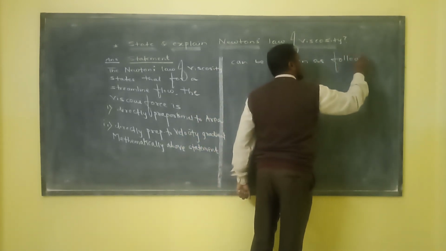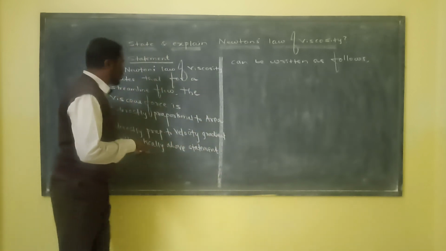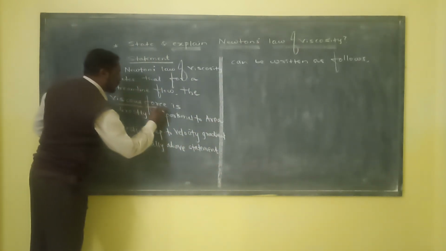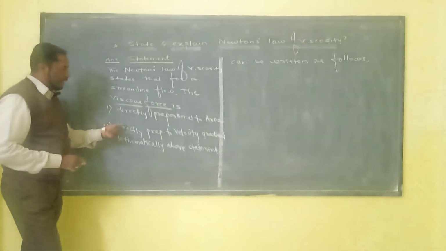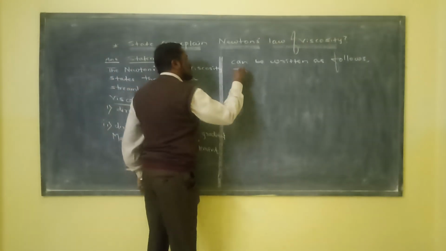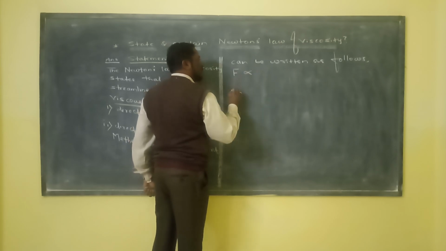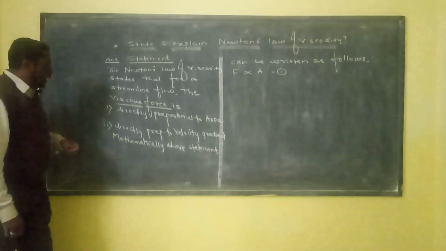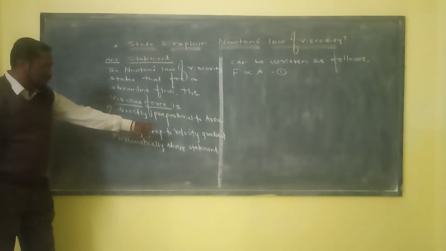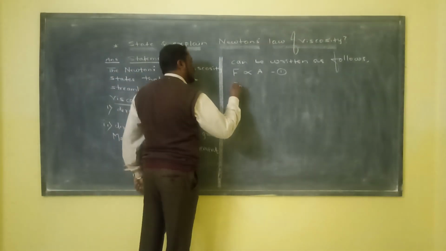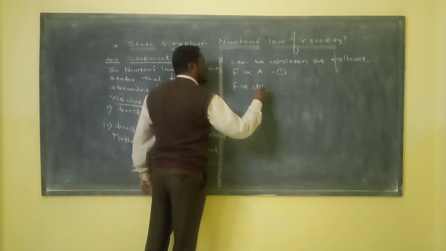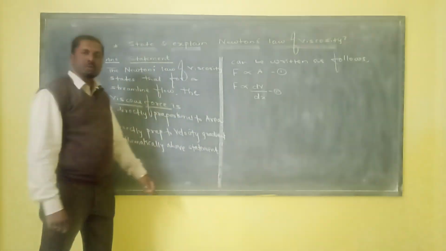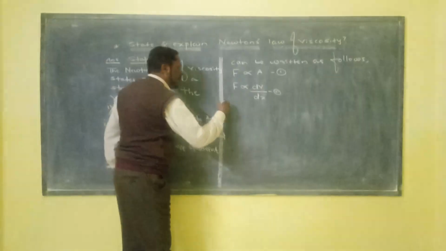What is the statement? The viscous force F is directly proportional to area A, equation 1. Again, the viscous force is directly proportional to velocity gradient, that is F is directly proportional to dV by dx, nothing but the velocity gradient. Combining equations 1 and 2.